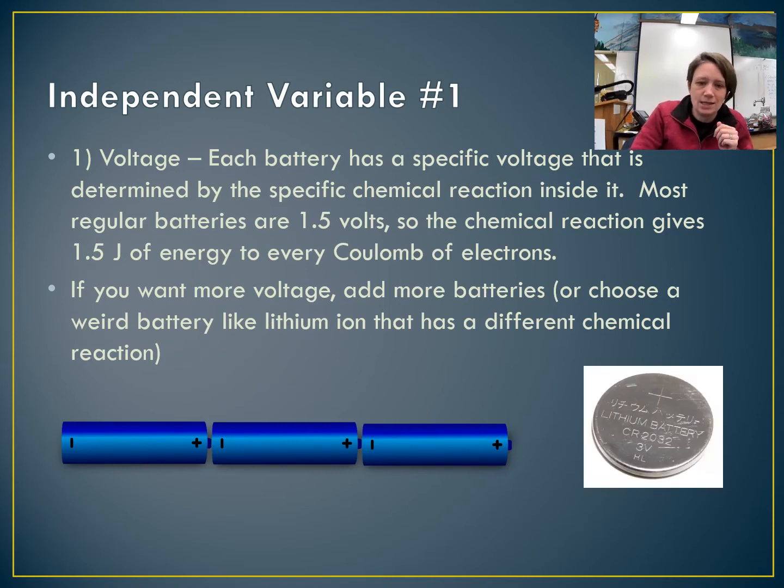The other option is to use a different kind of battery that has a different chemical inside of it. So those little lithium batteries, the button batteries, do not contain the same chemicals as the round ones. That means they have a different intrinsic voltage.